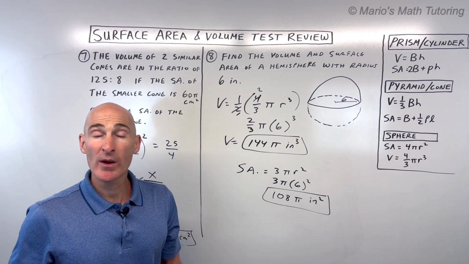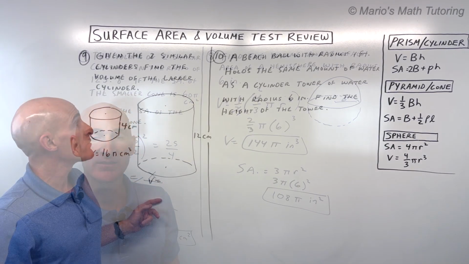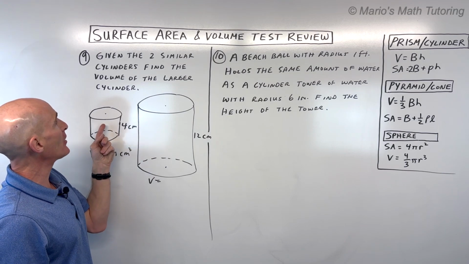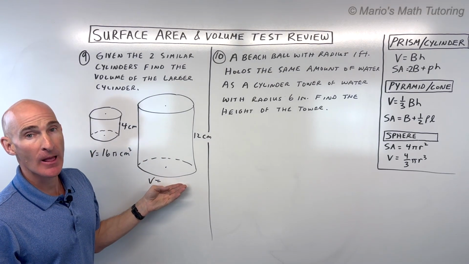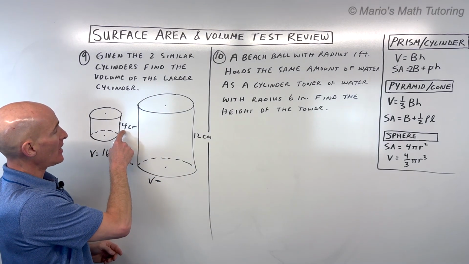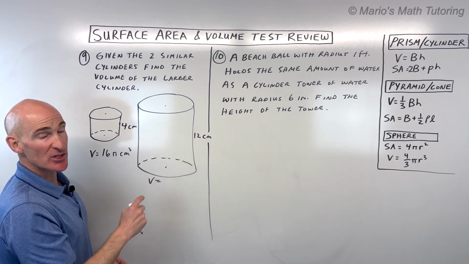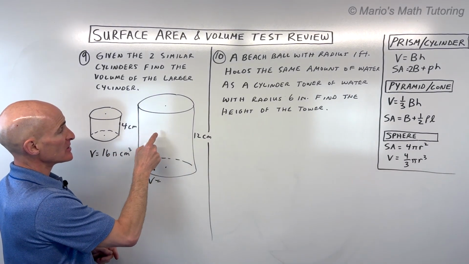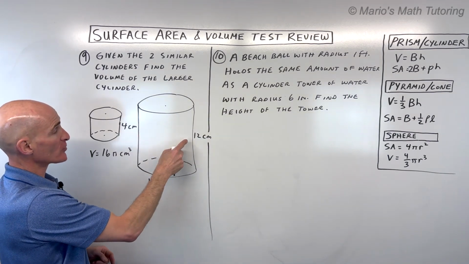So let me erase the whiteboard. Let's do the last two problems. We can do number 9. It says, given the two similar cylinders, find the volume of this larger cylinder. And notice that we're given the height is 4 centimeters. The height of this one is 12 centimeters, which tells us that the ratio is 1 to 3. If we reduce 4 over 12, that's 1 to 3.